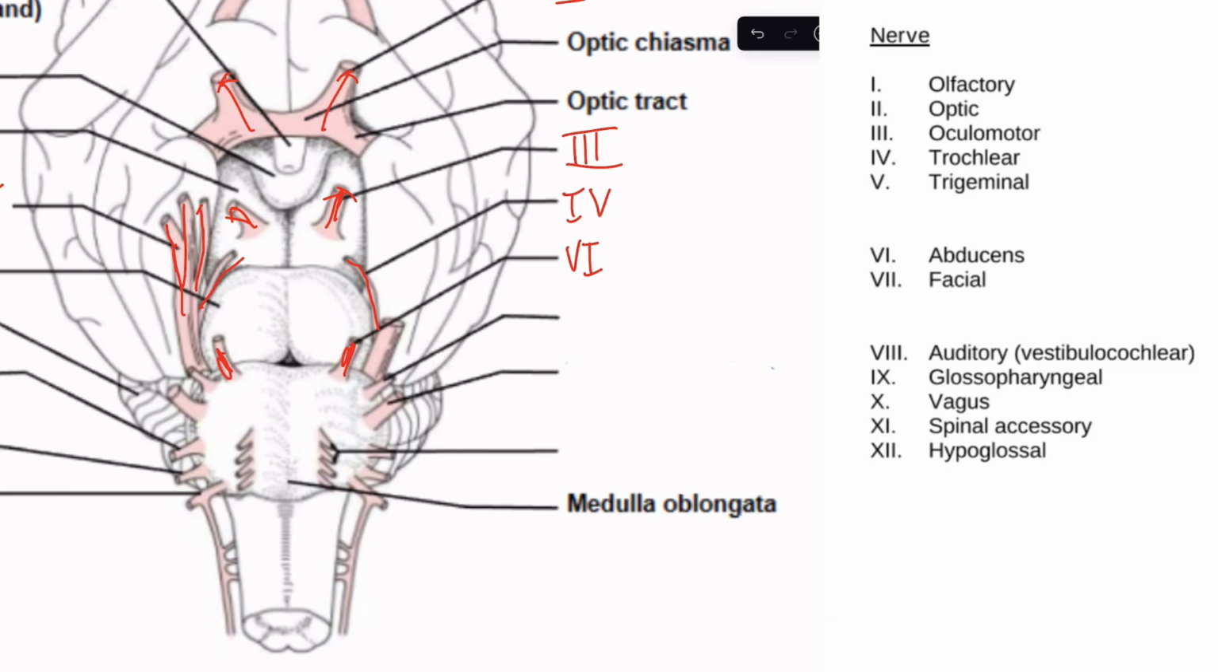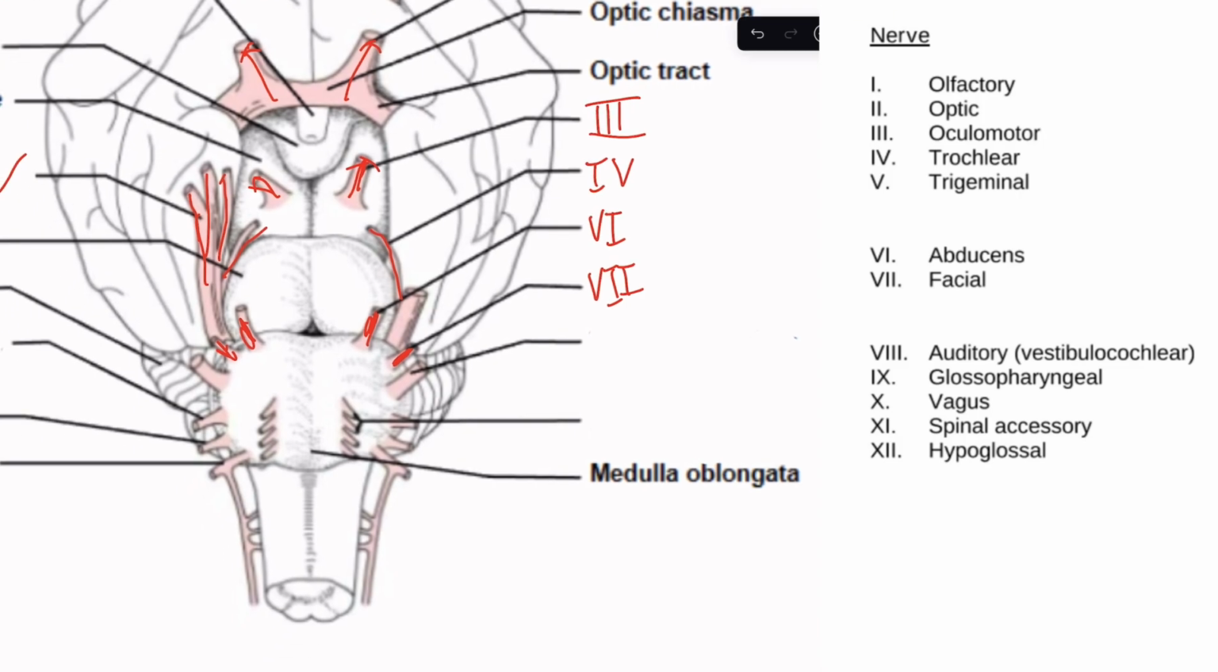Okay, and then this nerve right here, that nerve right there is known as the facial nerve. And then the Roman numeral is VII. And then this nerve right here, the eighth nerve, this is known as the vestibular cochlear nerve, or it can also be known as the auditory nerve. And then the Roman numeral is VIII.